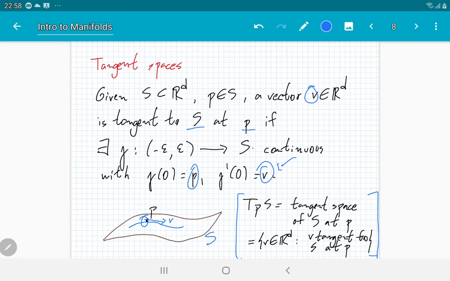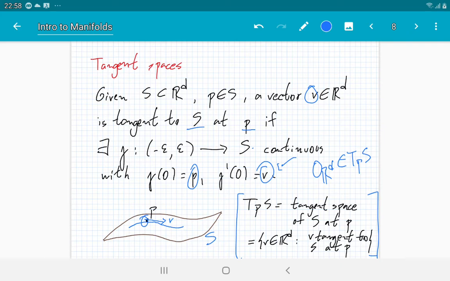A simple exercise is to show that the 0 vector always belongs to T_P S, so the tangent space is never empty. Why is the 0 vector there? Just take gamma of t constant equal to P, and then you get that the 0 vector is a tangent vector.